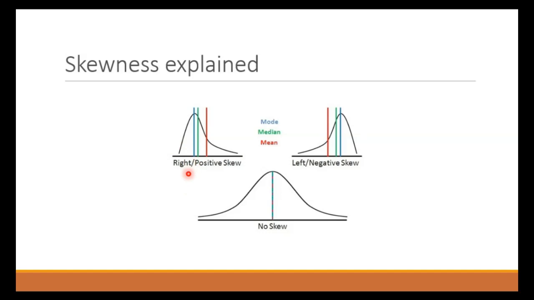If data lies on the left side, then it is considered right skewed, and if your data lies on the right side, it is considered left skewed data. And if your mean and median are situated at the same place, then this data is called no skew or normally distributed data.